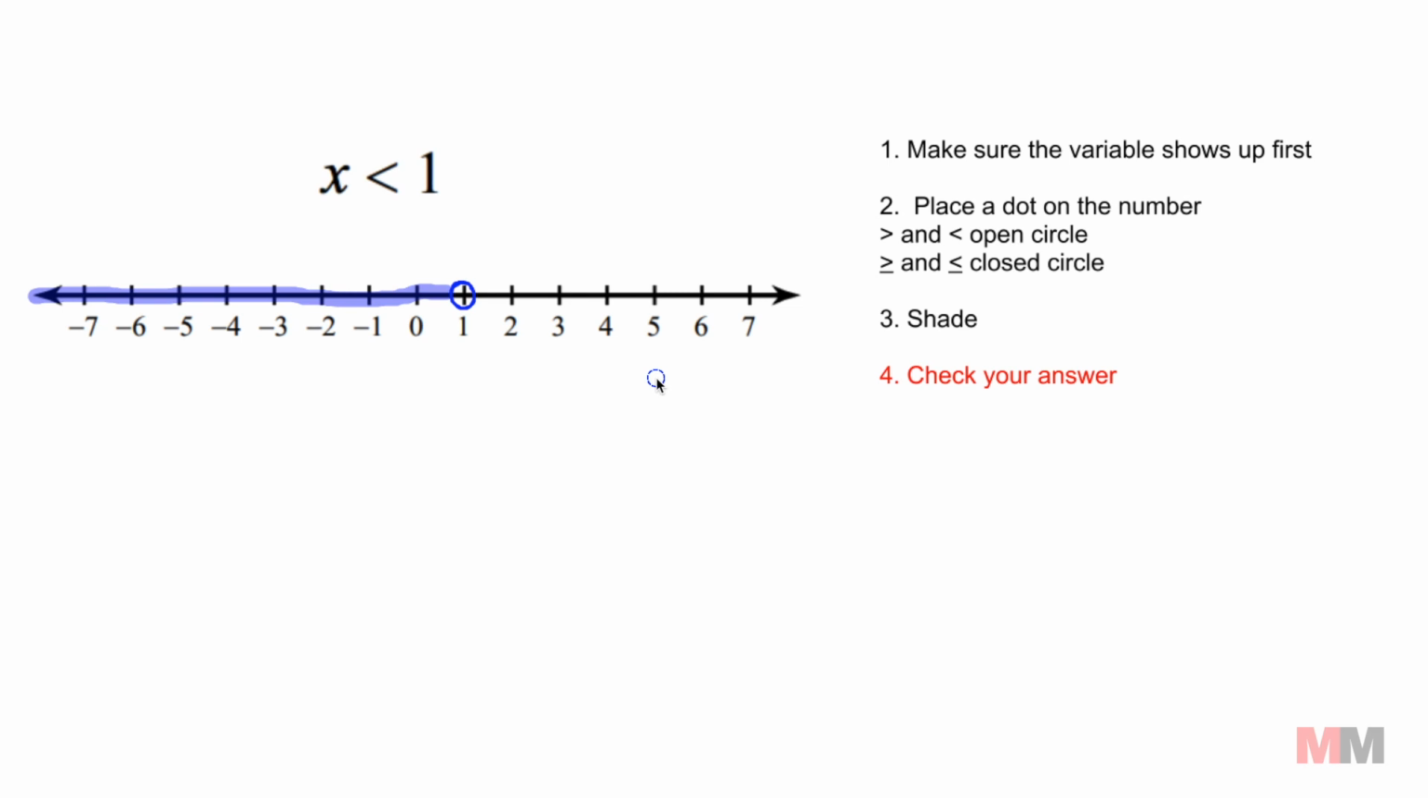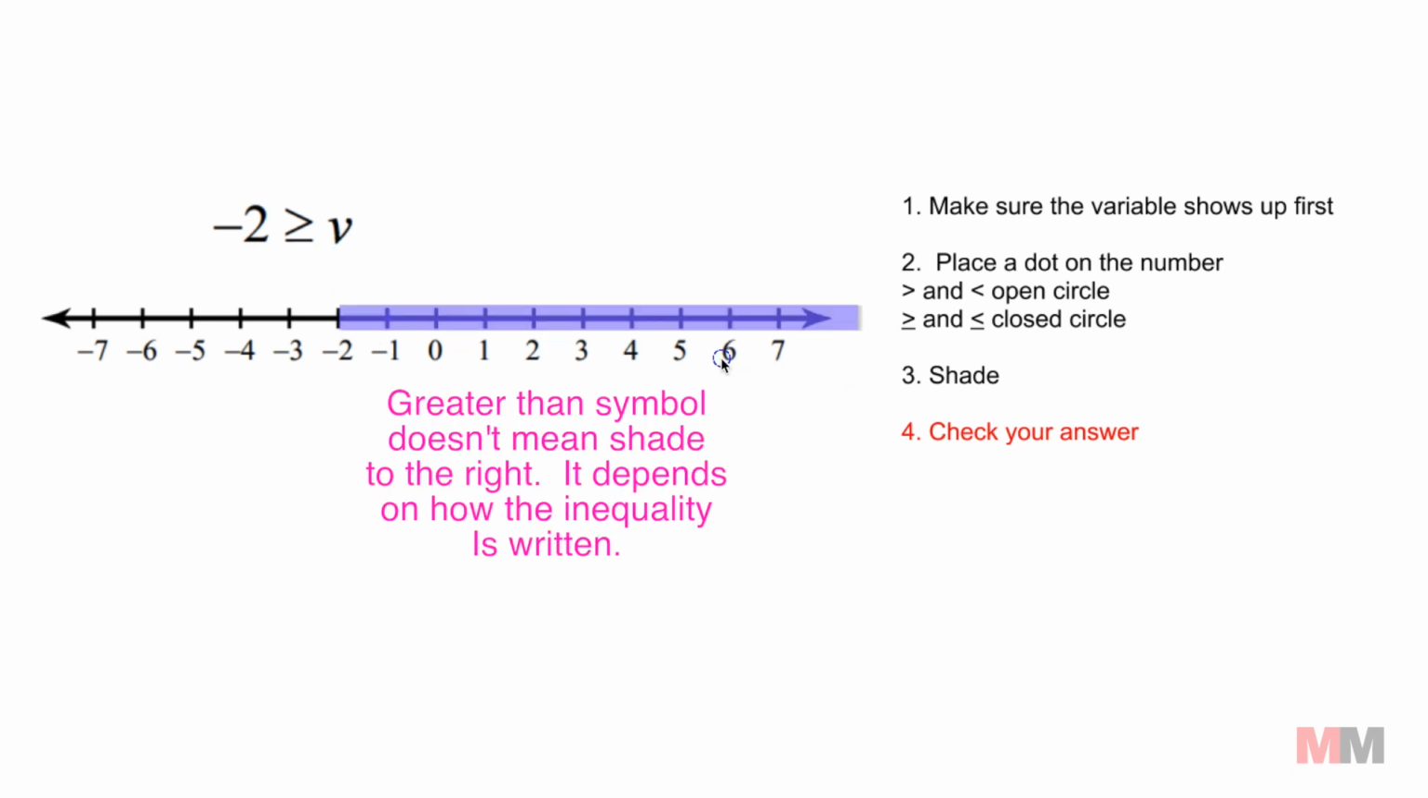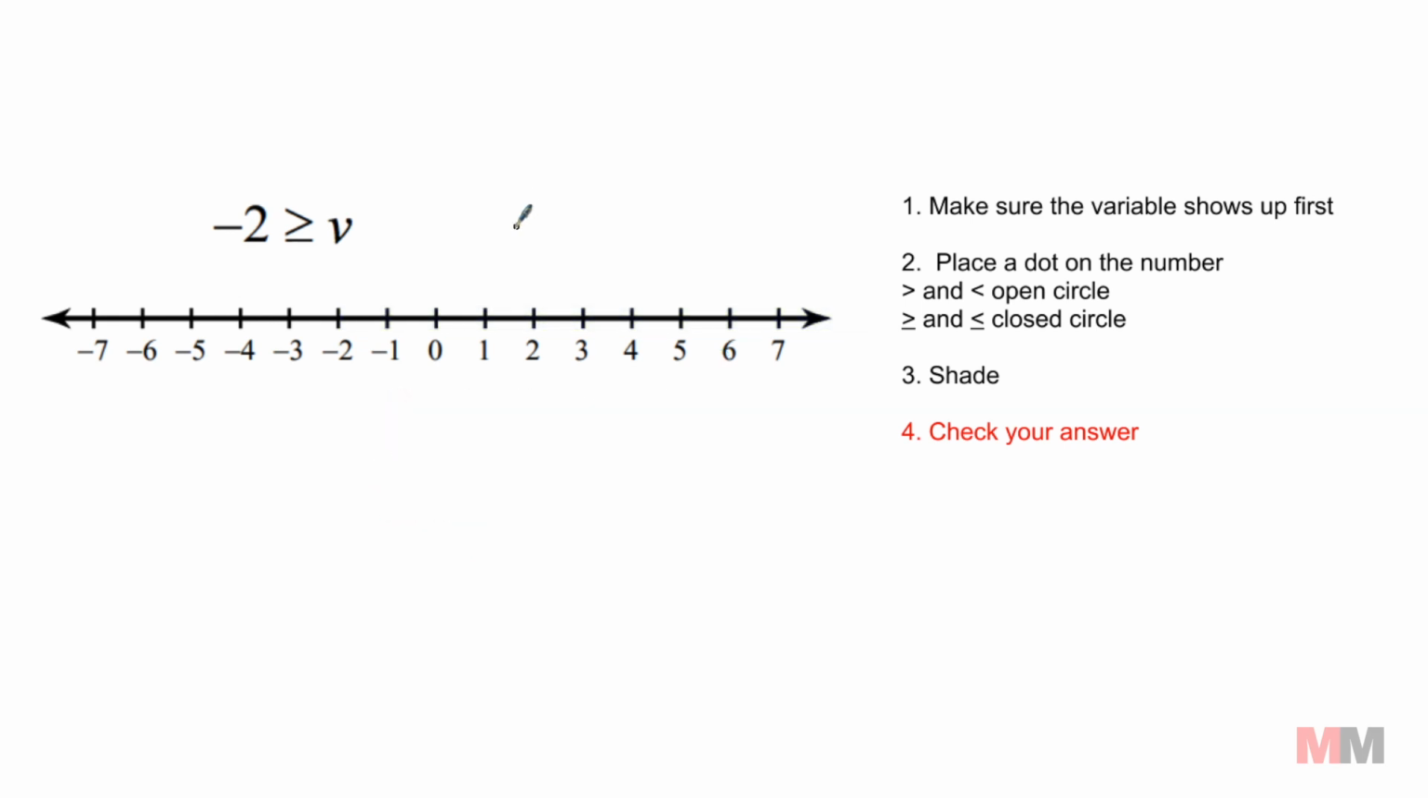So I don't want you guys to memorize this. I want you to just follow these steps. That way you're not guessing. A lot of people get this mixed up. They look at -2 and they read it greater than or equal to. They go to -2. They just shade to the right because it says greater than. That is not going to work unless you switch it up and write it like this.